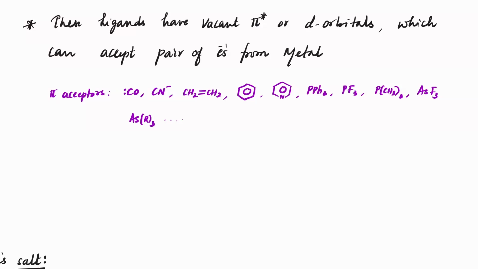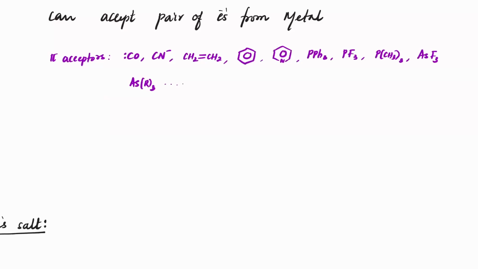Second case, notice this one. If you notice these cases, PPh3, PF3, PCH3, and AsF5, and all of these, they have a lone pair as well as empty d orbitals. So this is a condition. Either you should have an empty d orbital to accept.